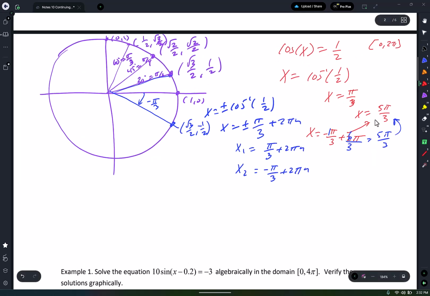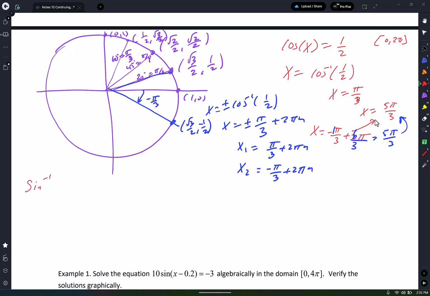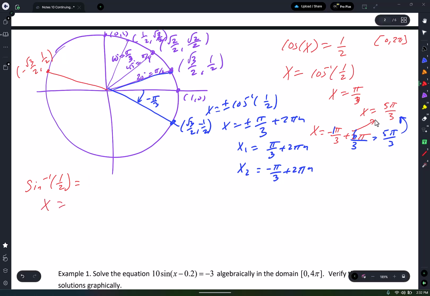If I do arc sine, so if I go arc sine of a half, you and I know that arc sine of a half happens in quadrant 1 and quadrant 2. So if I go x equals arc sine of a half, where did that happen? Well, one answer is pi over 6 plus 2 pi n. One answer is pi over 6. Where's the other answer at? Well, this one. Yeah, 5 pi over 6.